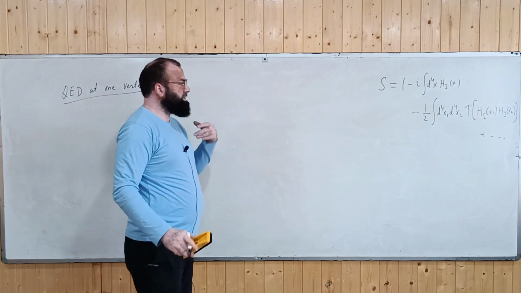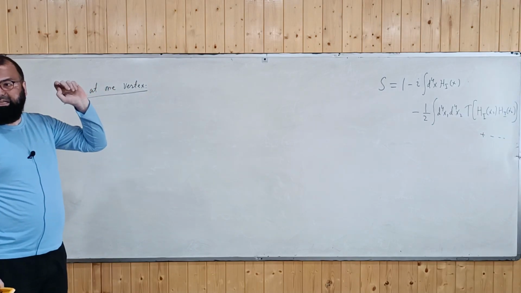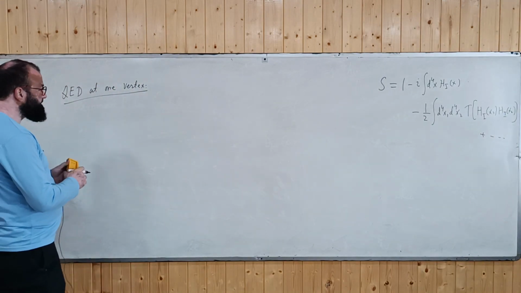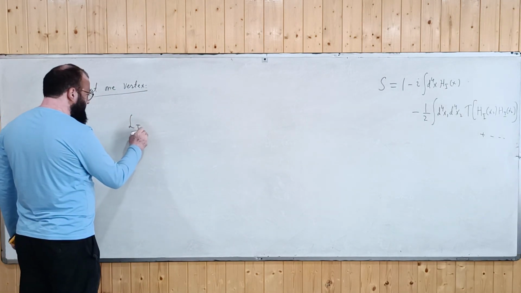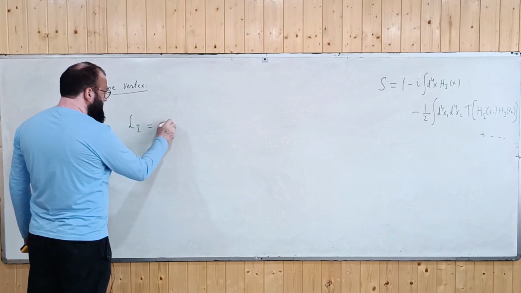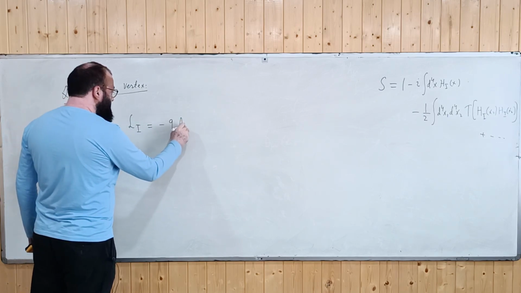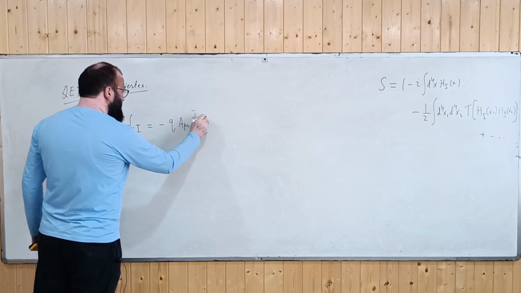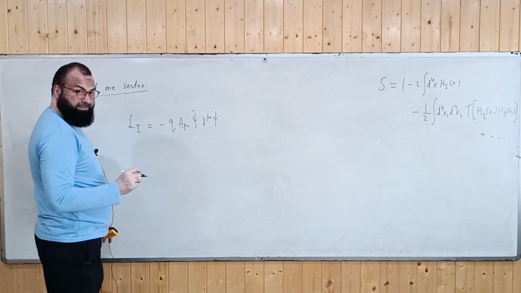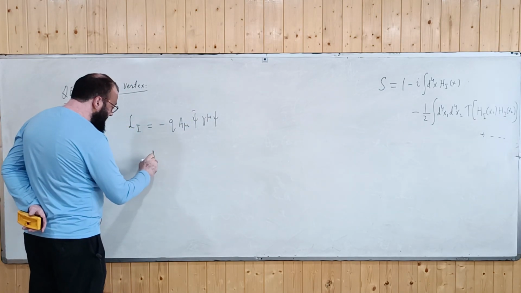Let's look at the Lagrangian, the first term. So what is our interaction Lagrangian? It's minus q A_μ ψ̄ γ^μ ψ. Clear? Okay, so now let's decompose this A.